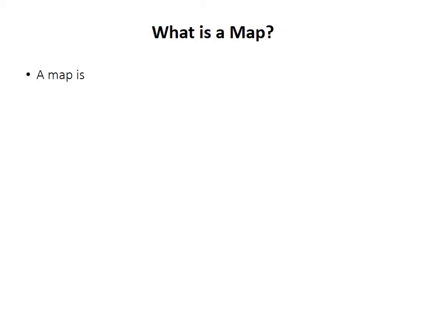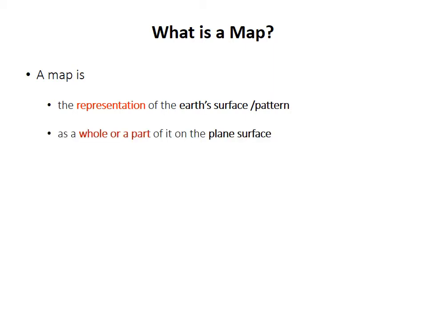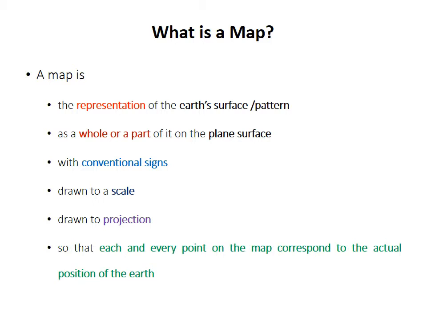What is a map? A map is the representation of the Earth's surface features or the pattern in the Earth's surface, which is drawn as a whole or a part of it on the plane surface with conventional signs and symbols, and it has to be drawn to a particular scale, and to a particular projection so that every point on the map corresponds to the actual position on the Earth.